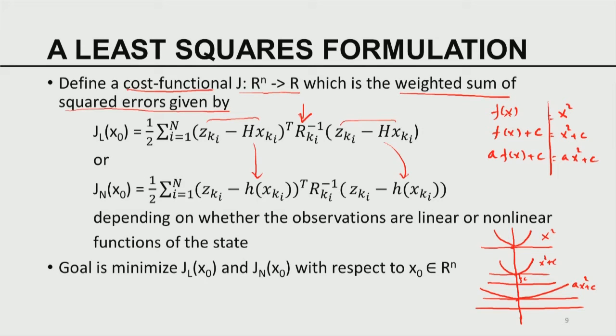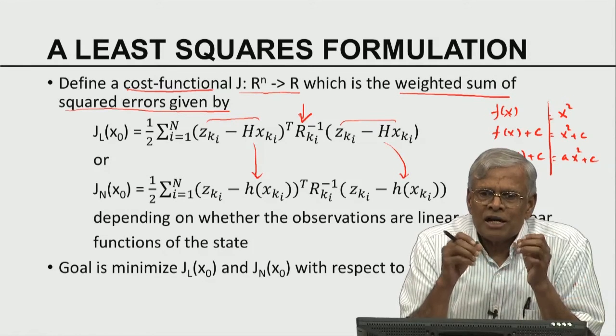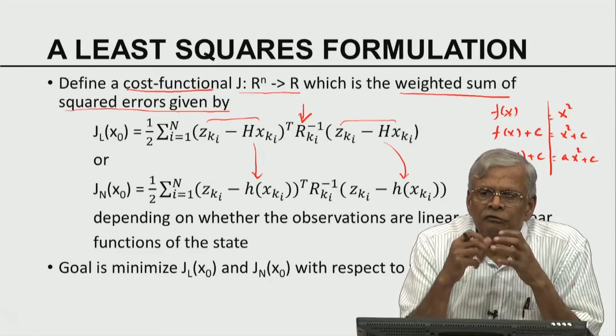So if the observations are nonlinear functions of the state, I use JN. If the observations are linear functions of the state, I use JL. So we have an expression to minimize. The value of J is a measure of the fit. When J takes the minimum, the fit is the best.